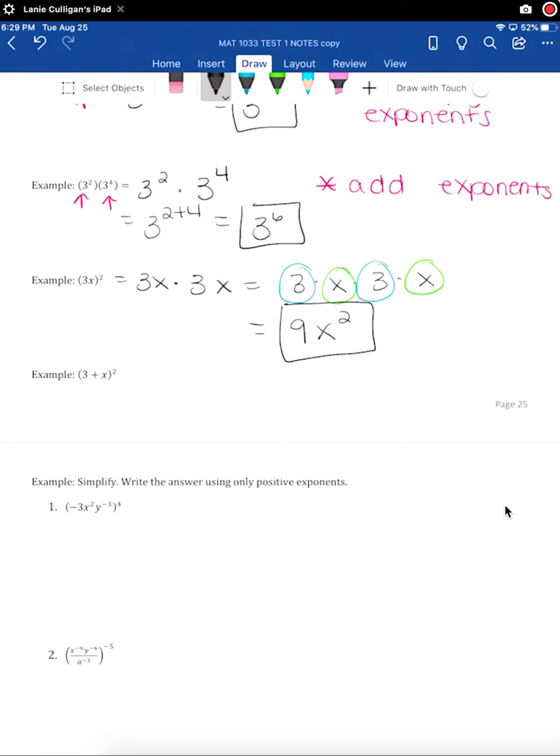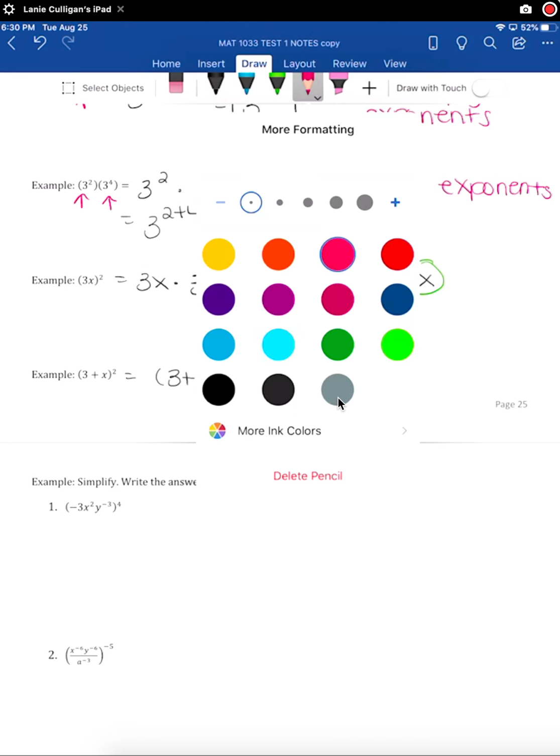Last but not least, we have 3 plus x squared. So again, we have 3 plus x 2 times. This is what's called a binomial, meaning we have two terms. I have 3 plus x and then 3 plus x. So here it's super important. We have to distribute.